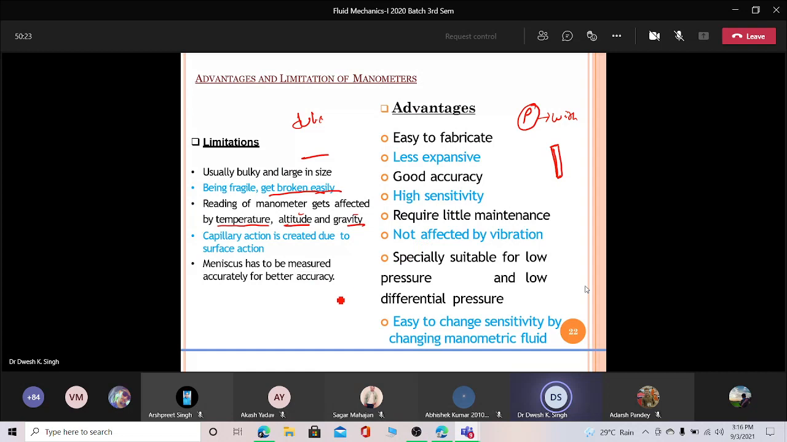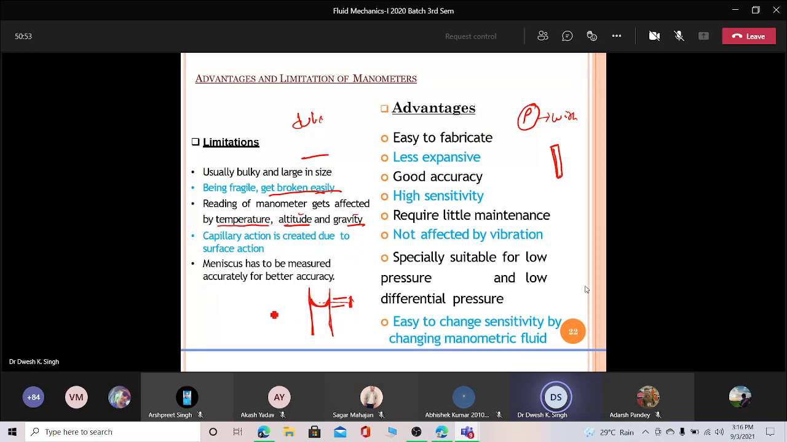Meniscus has to be considered. What happens when the reading comes in the tube? Look at this tube. Let us suppose this is a tube, and we have to take the reading. We know that all liquids make a meniscus like this. So you will be confused about which reading we need to consider, this one or this one. So in this case there is some confusion.